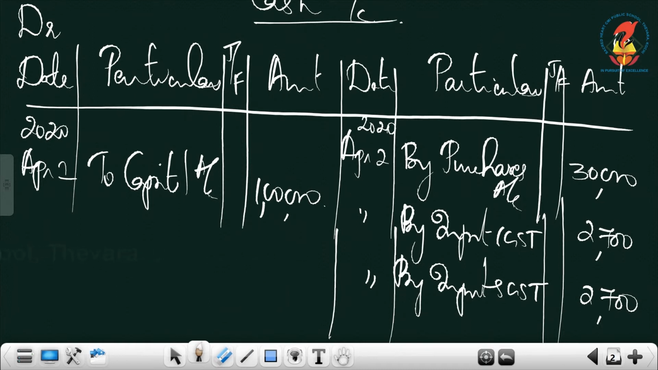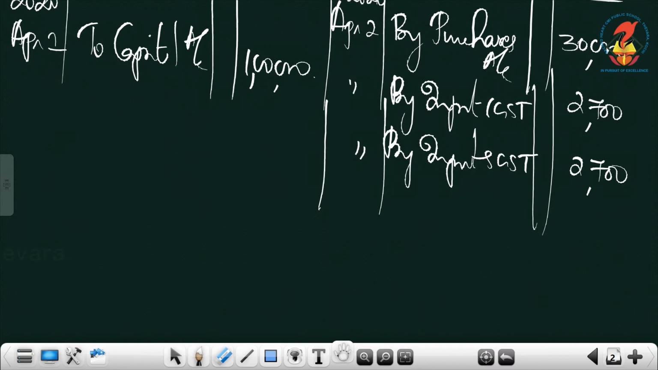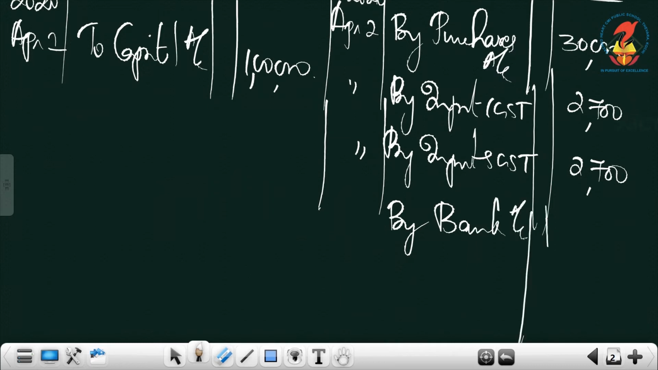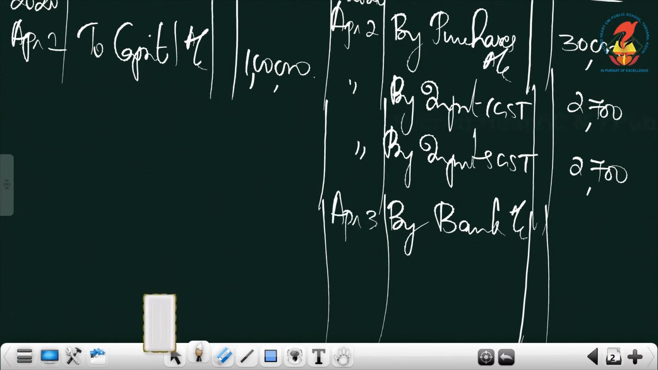Then bank account debit to cash. Again cash is getting credited. So you must write by bank account, and the date is April 3rd and the amount is 50,000.